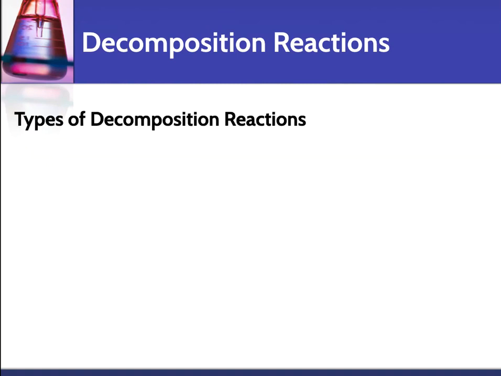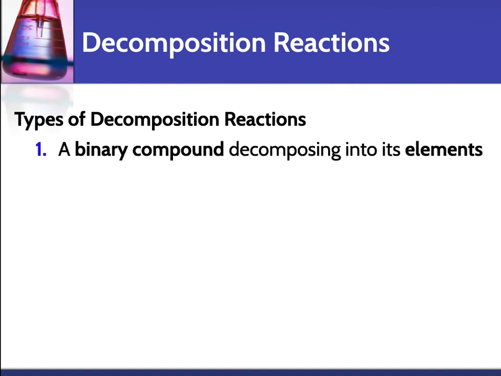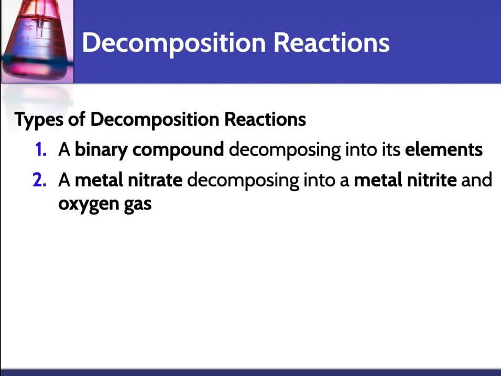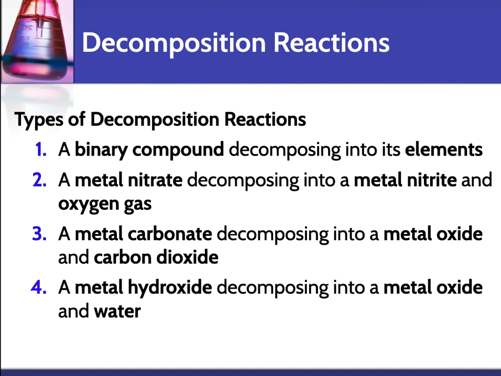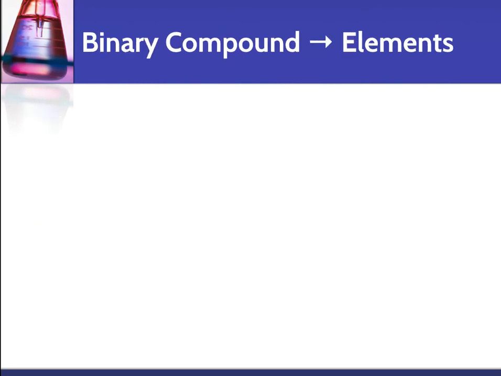So we're going to look at 4 different types of decomposition reactions. The first one being a binary compound decomposing into its elements. The second one, a metal nitrate decomposing into a metal nitrite and oxygen gas. Third, a metal carbonate decomposing into a metal oxide and carbon dioxide. And fourth, a metal hydroxide decomposing into a metal oxide and water. So we'll look at each of those individually. So the first one, when we have a binary compound decomposing into its elements.